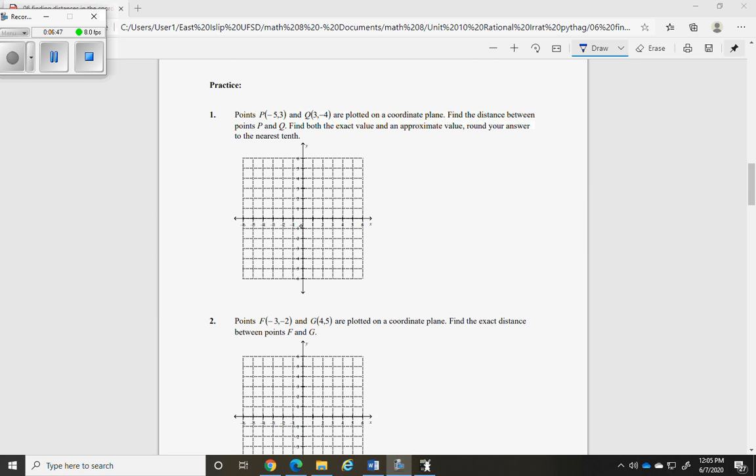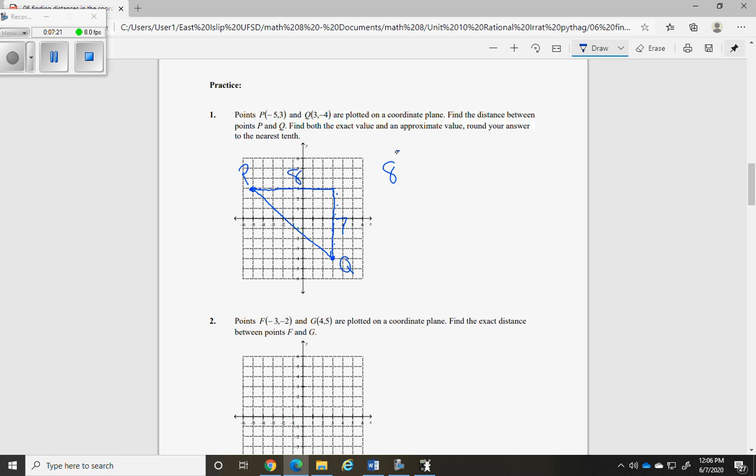We have to plot the points. Negative 5, 3 is P. 3, negative 4 is Q. And we have to find the distance. So this is a diagonal line, which means you're going to make a right triangle and use the Pythagorean theorem. So all of these questions really are done the same way. 1, 2, 3, 4, 5, 6, 7, 8. And 1, 2, 3, 4, 5, 6, 7.